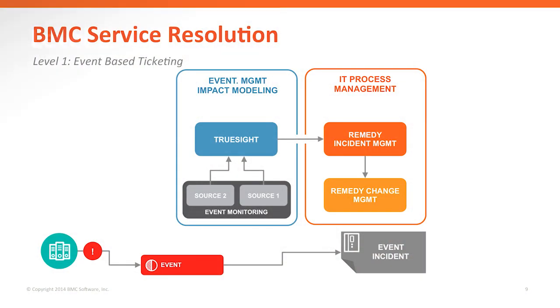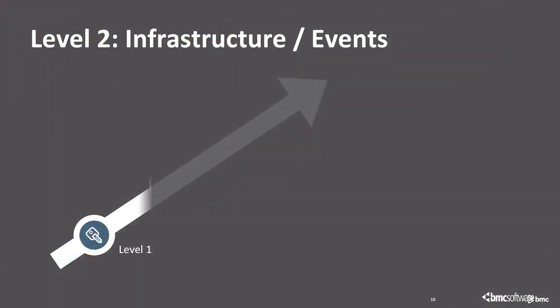If we tie it back to the processes that we talked about before, it involves essentially IT service management and event management. And this diagram is simply to illustrate how that connection occurs. You have an error or an event that occurs in your infrastructure. It results in an event, which then translates into an event incident. Now let's talk about level 2.